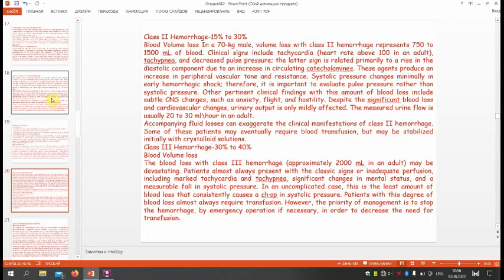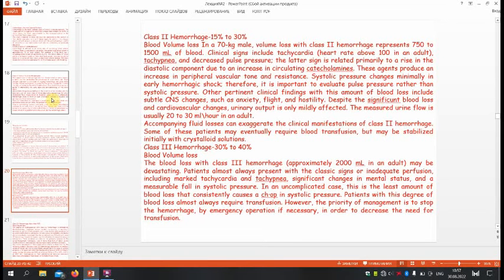Accompanying fluid losses can exaggerate the clinical manifestation of class 2 hemorrhage. Some of these patients may eventually require blood transfusion but may be stabilized initially with crystalloid solutions. Next is class 3 hemorrhage, and this hemorrhage is about 30 to 40% of blood volume loss. The blood loss with class 3 hemorrhage, approximately 2 liters in an adult, may be devastating.